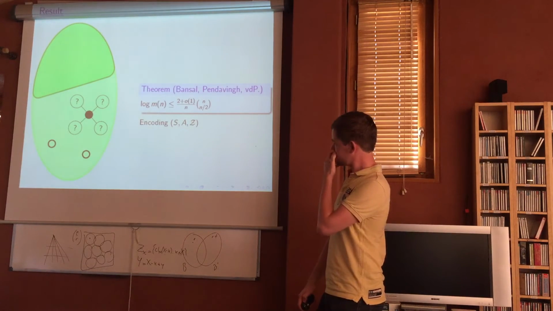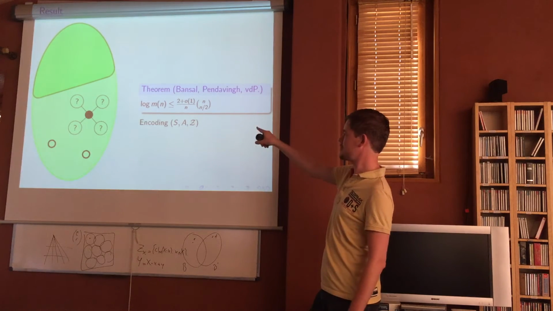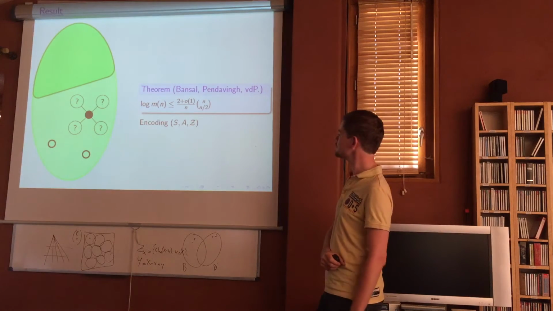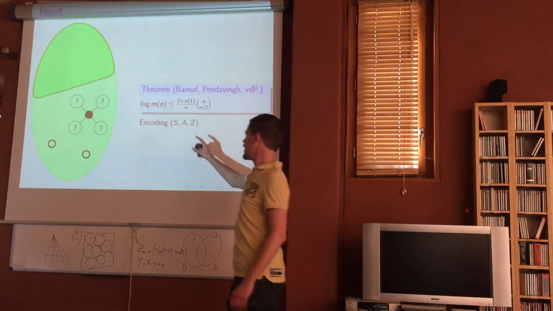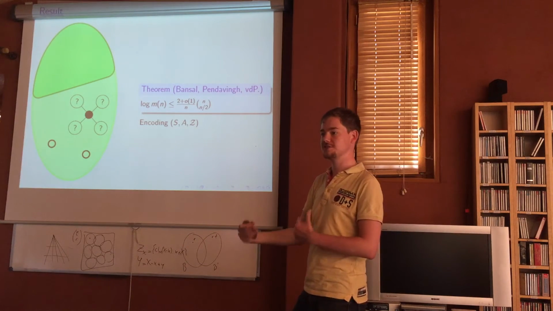So let's start again on this slide. So this is the previous result that we have. The logarithm is at most 2 divided by n times the binomial coefficient, using the encoding S, A and the combination of local covers C.